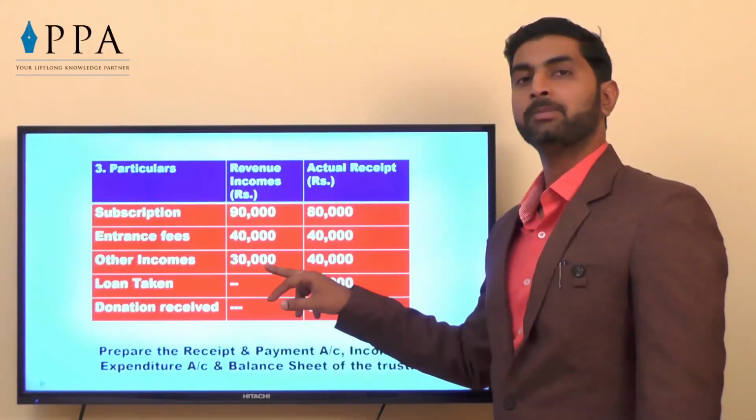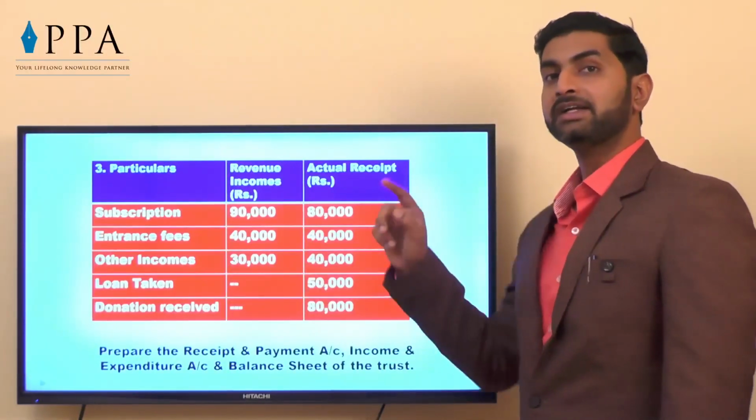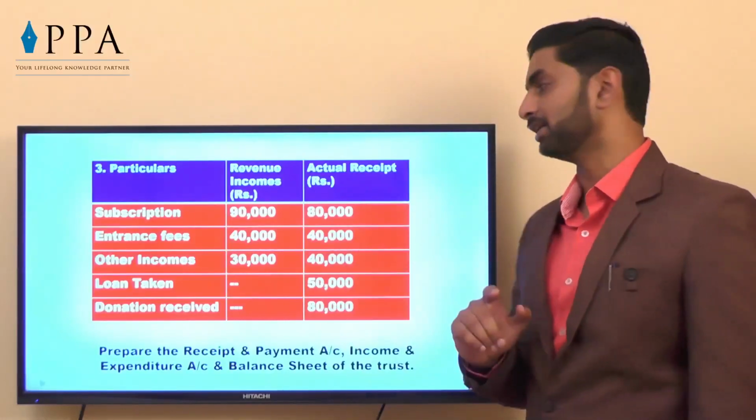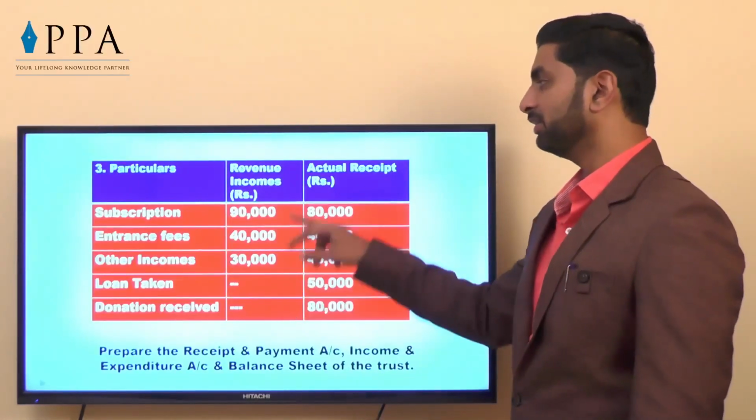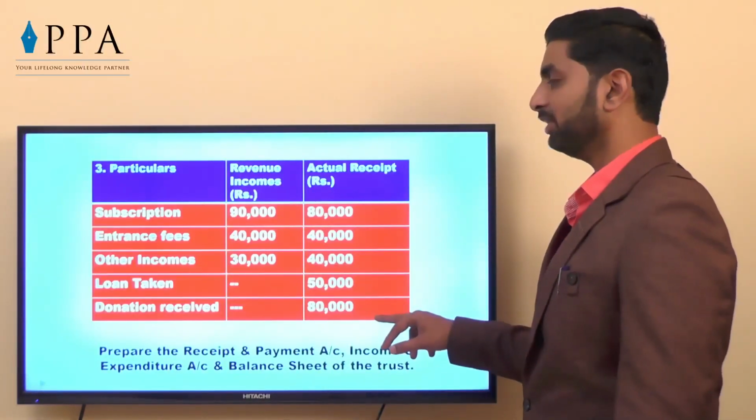Other incomes should have been 30,000, but actually received 40. So you have received extra. It's a liability received in advance. Loan is not a revenue income. It's a capital received 50,000 and donation further received 80,000.